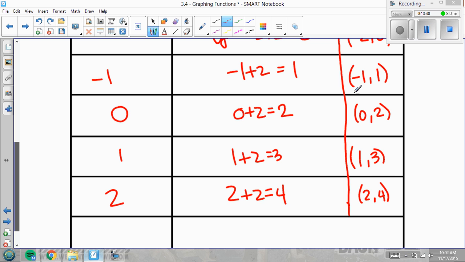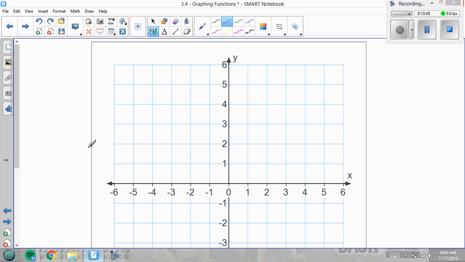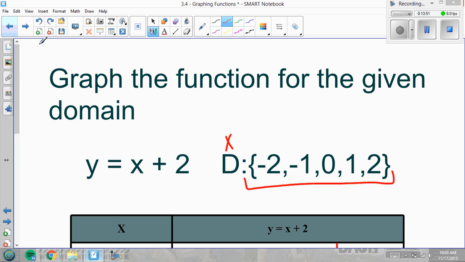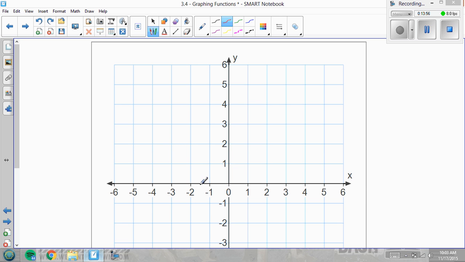So now that you have distinct points, and they only want you focusing between negative 2 and 2, we're going to graph this. I actually forget the points: negative 2, 0, negative 1, 1, 0, 2, 1, 3, and 2, 4. When they want distinct points in your domain, you're just going to plot the ordered pairs.